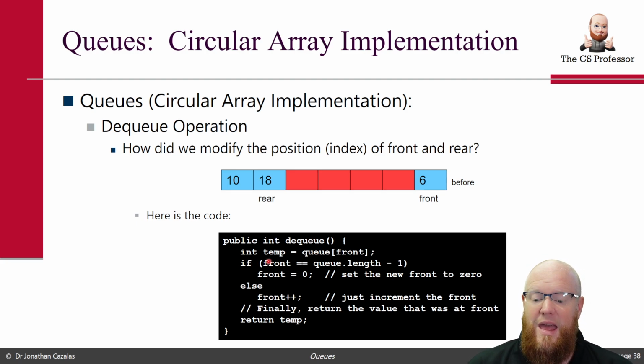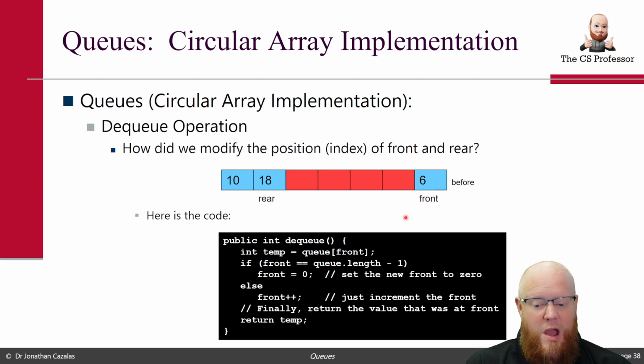So now we say, if front equals q.length minus 1, set front equal to 0. So set the new front to be 0 to take care of that wraparound. But else, if our front was not already at the end of the array, just increment front. So hypothetically, imagine index 0, index 1, index 2, index 3. Imagine front was right here at index 3, and we do a DQ. Well, then front will be index 4. If we do another DQ, front will be index 5. So we're merely going to increment front. If we do another DQ, front will be index 6. But if we do another DQ, front can't just become index 7.